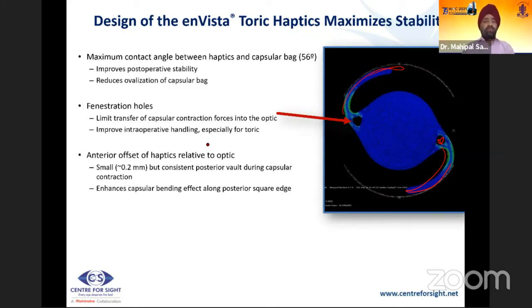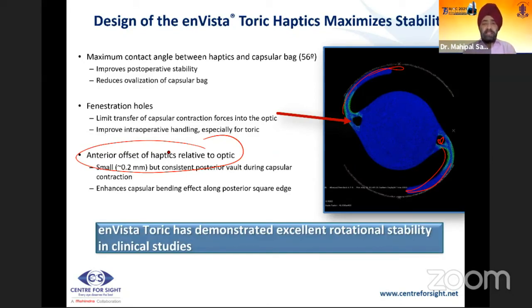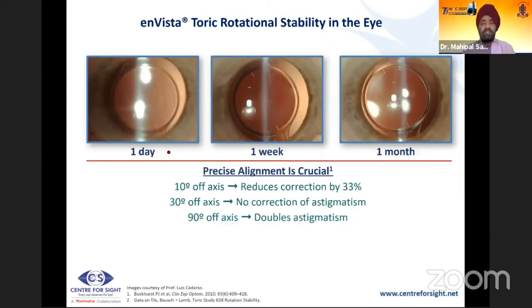And the anterior offset of the haptic, as I told you, pushing the lens down, keeps the lens very, very stable, and exceptional rotational stability has been shown. So this is the precise rotation, which I'm saying is important. You can see at one day, 1 week and 1 month it is there.